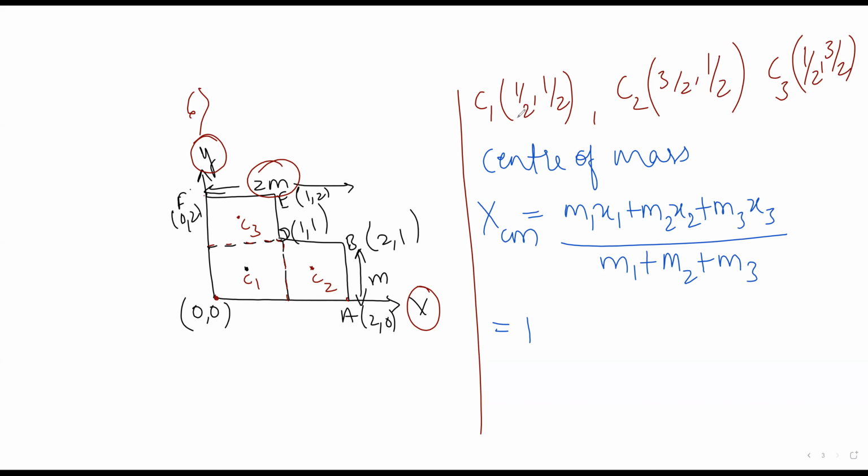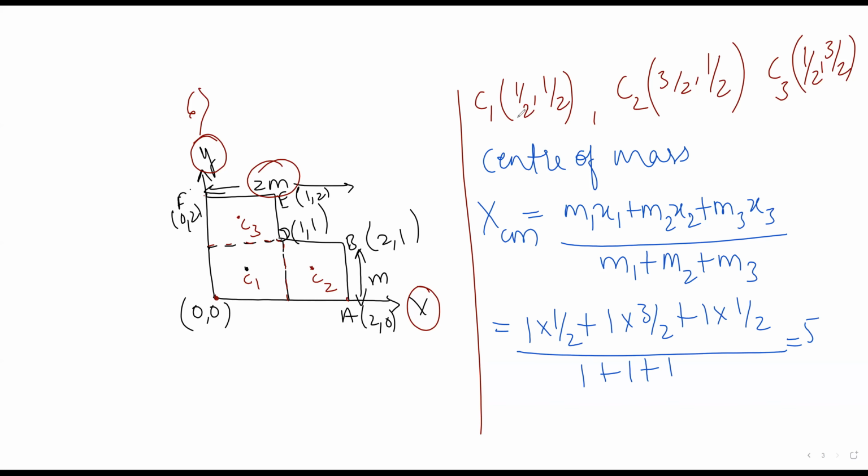The m1 value is 1, x1 value is 1/2, plus m2 value is 1 and x2 value is 3/2, m3 value is 1, x3 value is 1/2, divided by m1 value 1, m2 value 1 and m3 value 1. After simplification by taking the LCM in the numerator, we get XCM as 5/6 meter.